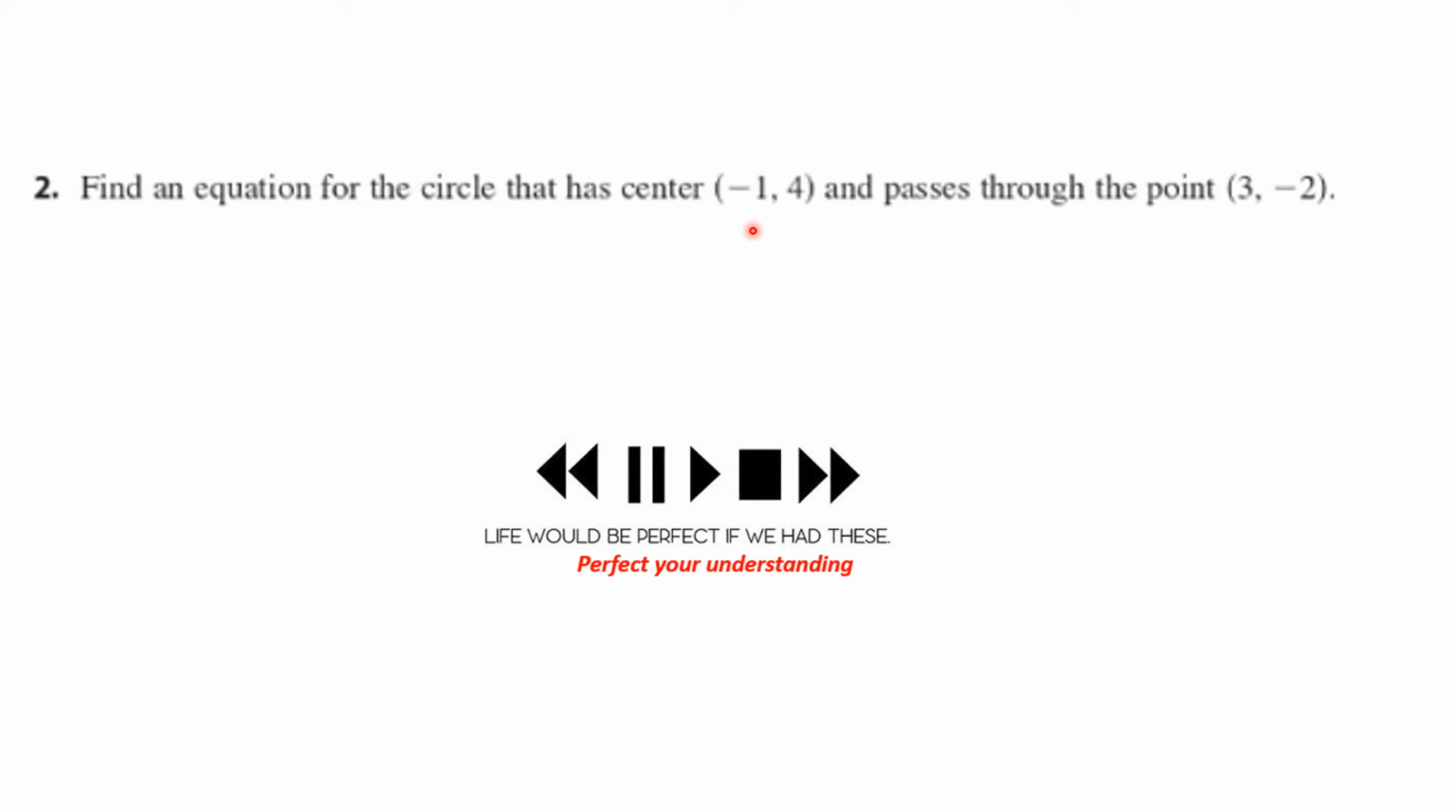Our next problem is find an equation for the circle that has center (-1, 4) and passes through the point (3, -2). Again, you should pause the video, give this a go. Let's see how you did.